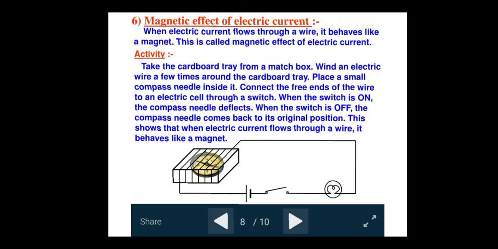When the switch is on, the compass needle deflects, and when the switch is off, the compass needle comes back to its original position. This shows that when the electric current flows through a wire, it behaves like a magnet. So from this experiment, we can say that when an electric current flows, the wire behaves like a magnet.